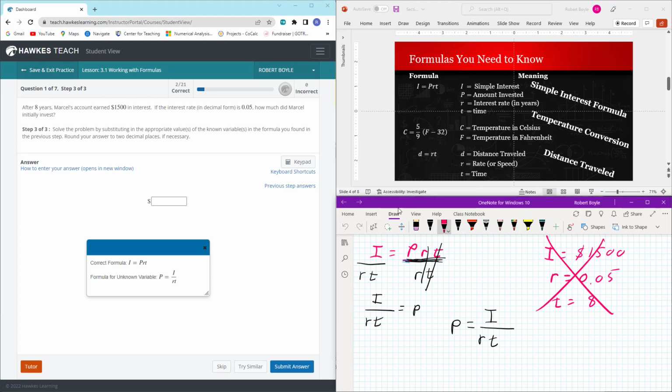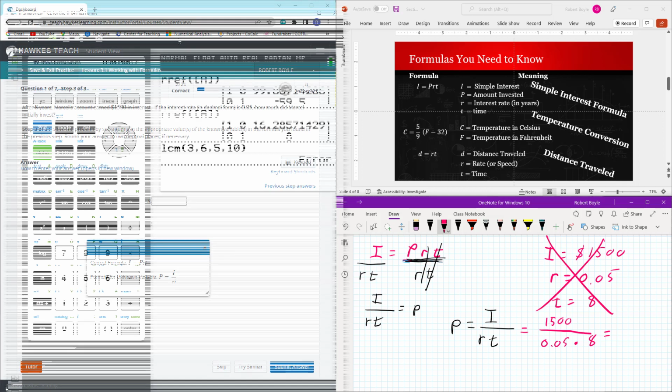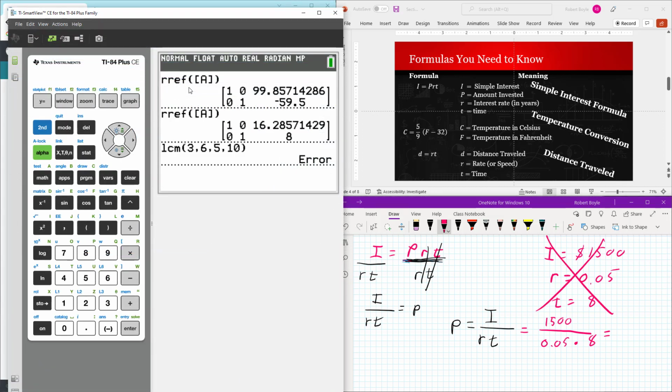So I is $1,500, divided by R, which is 0.05, times T, which is 8. All right, what's that going to be equal to? Well, we can use our trusty calculator to figure this out.